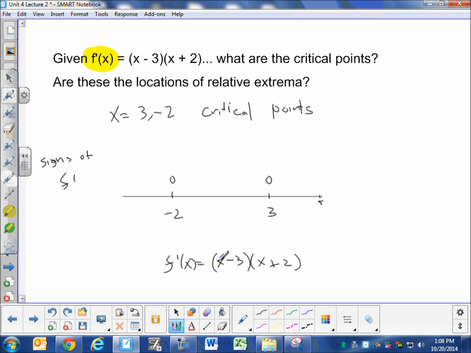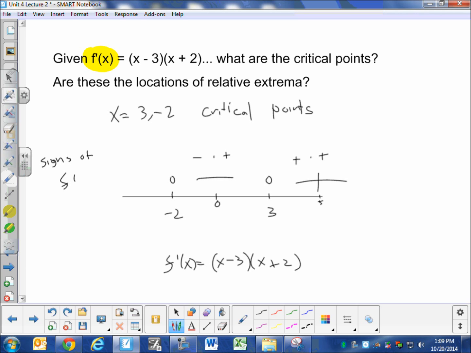If I plug in 5, is it going to be positive or negative? Positive. It's simple. We would have a positive value times a positive value. Telling me that the derivative at 5 is positive, telling me that all of the slopes of the tangents to the right of 3 will be positive, meaning my function is increasing when x is bigger than 3. Between -2 and 3, take a test point. One test point is all you need, 0. I have a negative times a positive. That's a negative. That means all of the slopes of my tangents will be negative there.